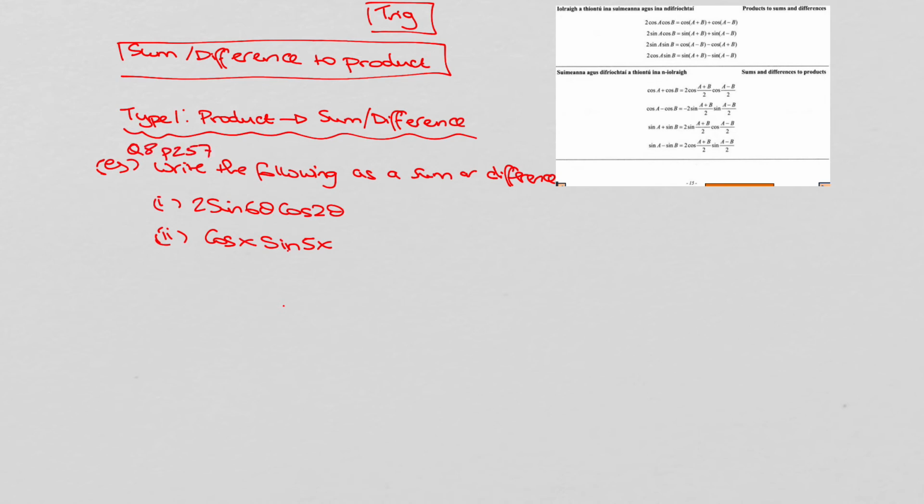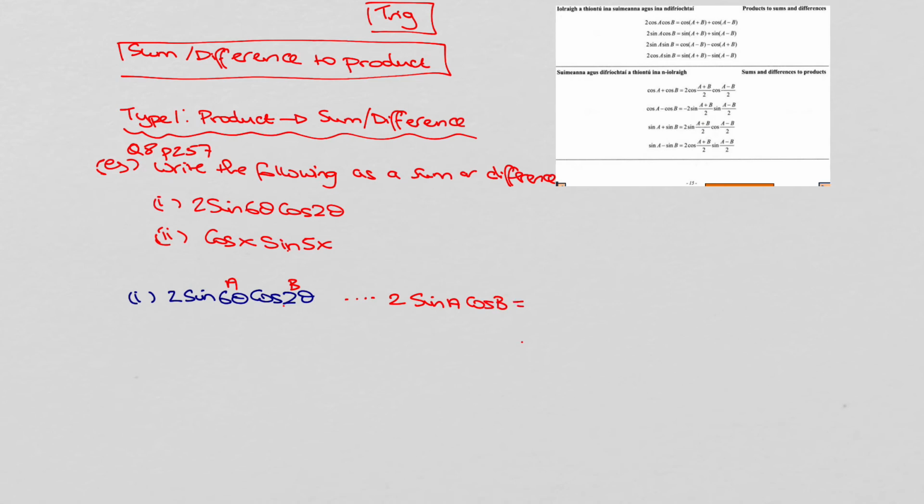I'm doing part 1 and part 9. We're going to write the following as a sum or a difference. If we take part 1 there, how do we use these formulae? Like our compound angles, the first thing you do is write angle A and angle B over the two different angles. And then we read it as 2 sine A cos B. That allows us to identify which formula we need to use.